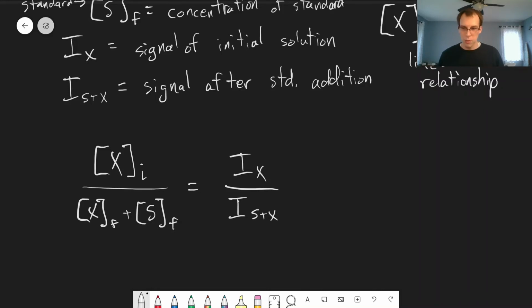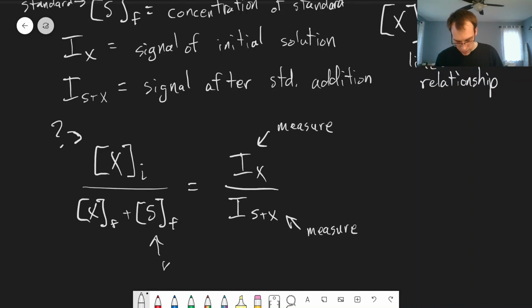Now, the things that we know: this we will measure. This we will measure, right? Those are the outputs of our experiment. This is the one we have a question mark about, and this value is known as well, right? We know how much standard we added, and we know the volumes involved. We have control over volumes in this case. And so the main question we have, and this is Xi, this is what we're after, right? We want to know that. Now, if there's a relationship between these two, then there's only one unknown. And of course, there is a relationship between those two.